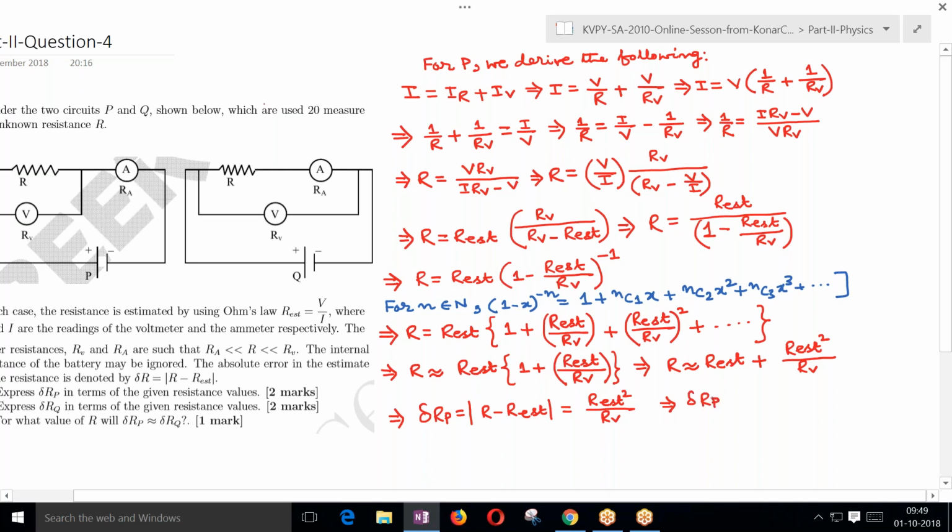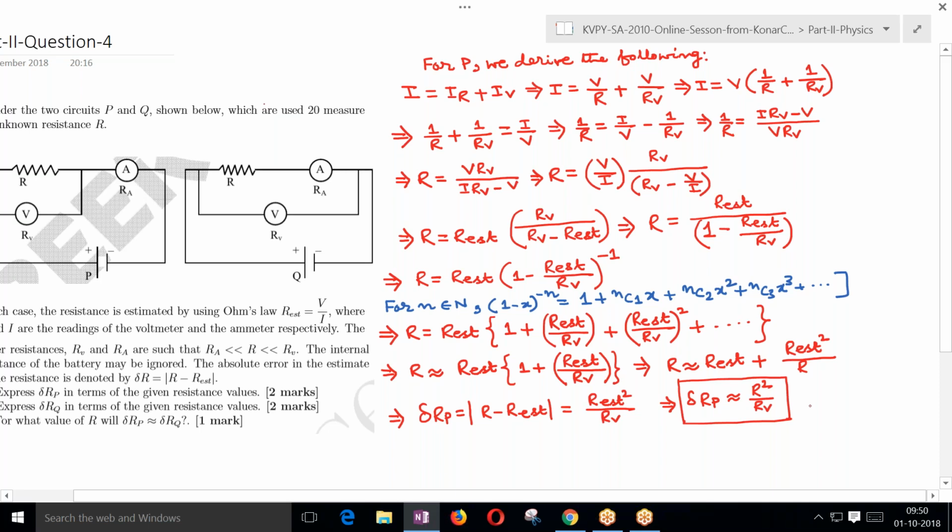Okay, I'll come to your question. Delta RP, what we get is that it is approximately equal to R square by RV. R square divided by RV. So this is the answer to the first part of the question. Okay, so this is the answer to the first part.